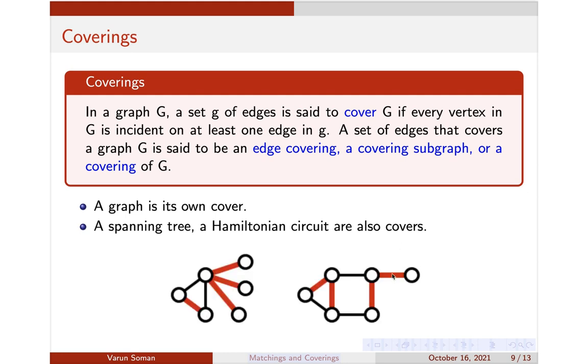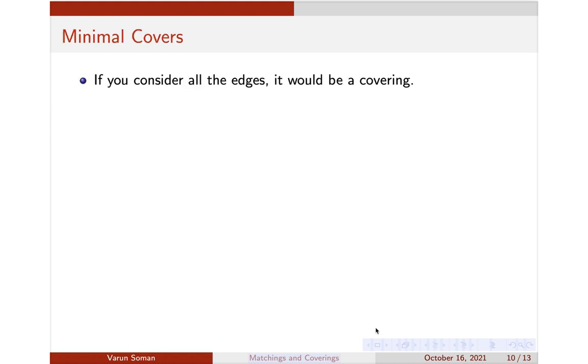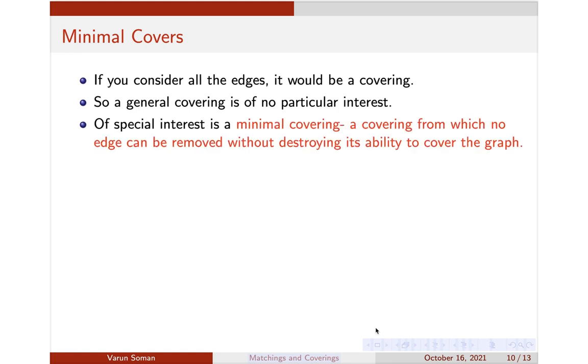You can see that adjacency is not an issue in coverings, because these two edges are adjacent here. Adjacency is not an issue in covering. It is an issue in matching, so be careful of that. As I told you, if you consider all the edges, it will be a covering. So a general covering is of no interest. A special interest is a minimal covering, a covering in which no edge can be removed without destroying its ability to cover the graph.